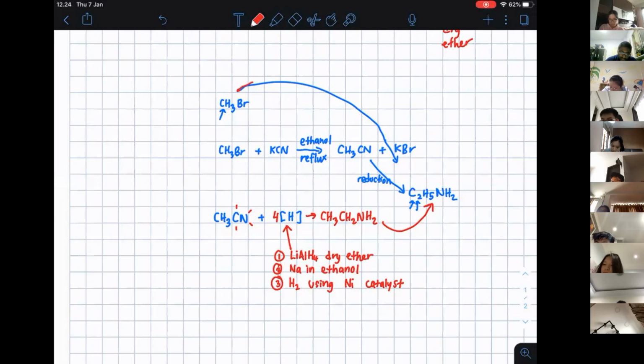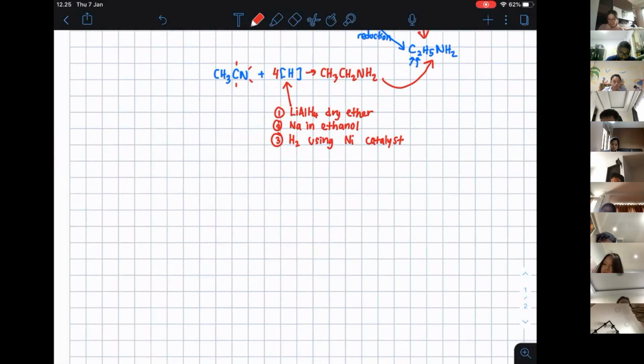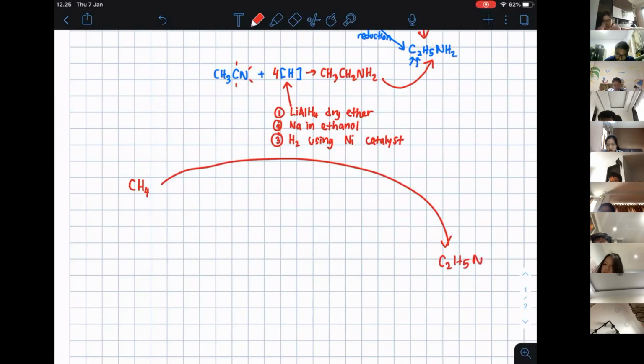We start from here. In order to get this, how do you analyze? You need to increase the number of carbon, so it must be halogenoalkane reacting with CN. Sometimes they will ask you questions like this: how, from CH4, do we change methane to become C2H5NH2?